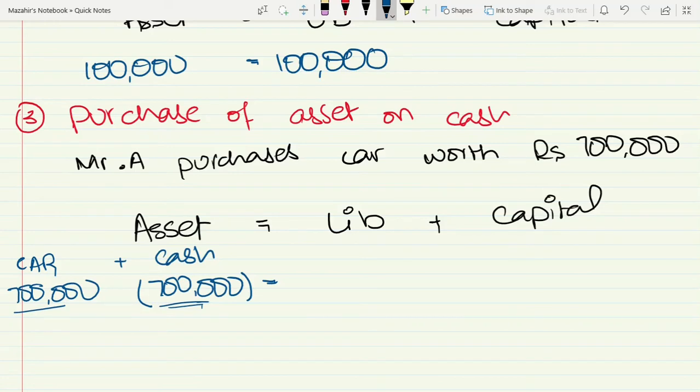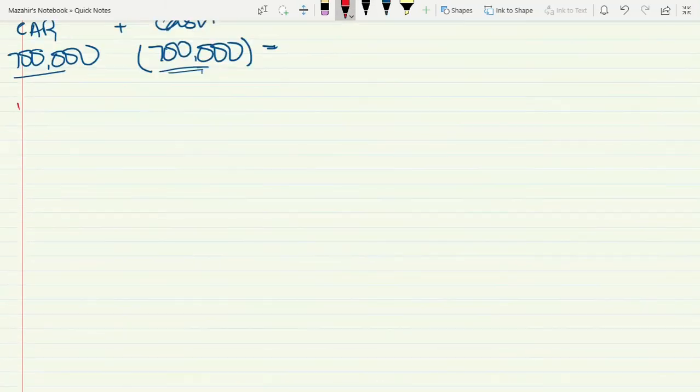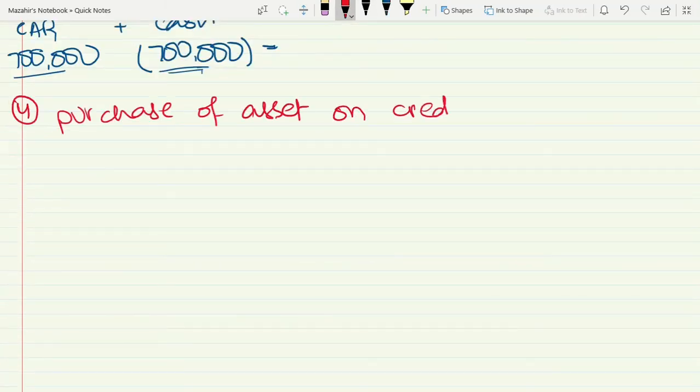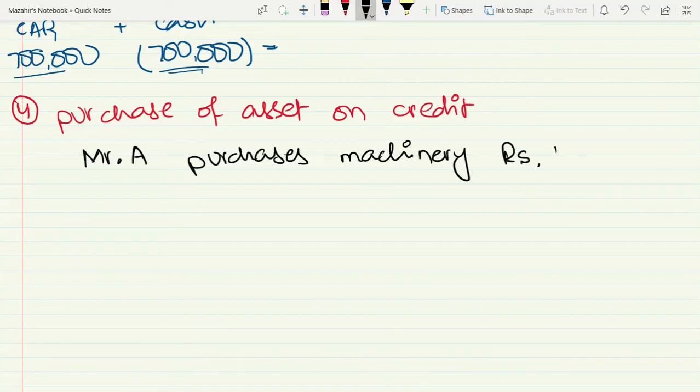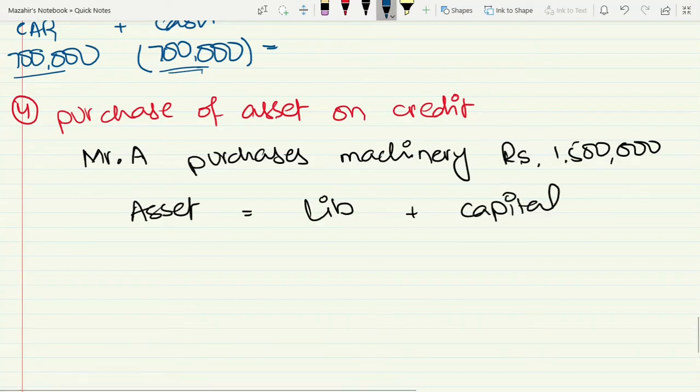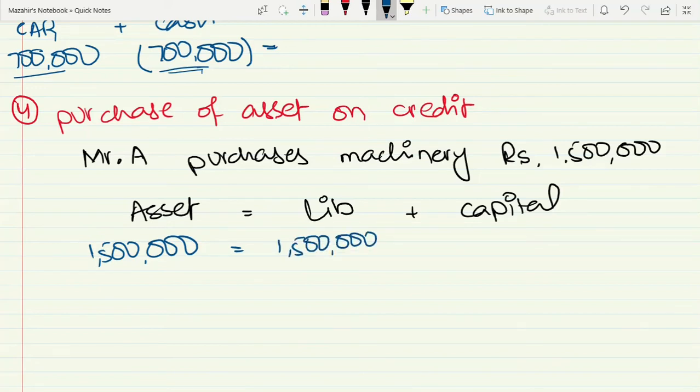Moving to the fourth type of transaction that we may see is purchase of asset on credit. So again, Mr. A purchases machinery worth 1.5 million. Here comes the accounting equation. So there is an asset and it has an amount of 1.5 million, and that is an increase in asset. So we'll write it on this left hand side 1.5 million, and the transaction is based on credit terms. That means it is a liability. So we'll increase liability by 1.5 million, and both the sides are equal now.